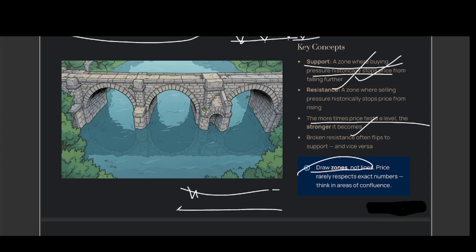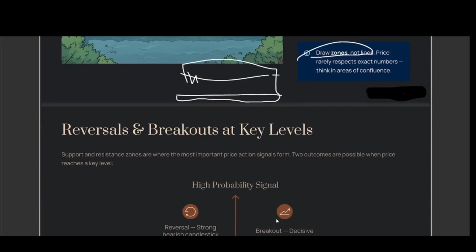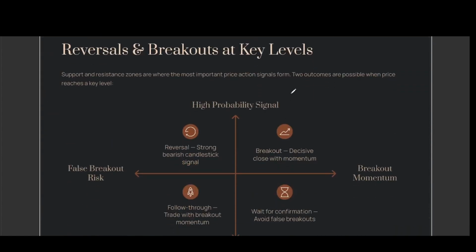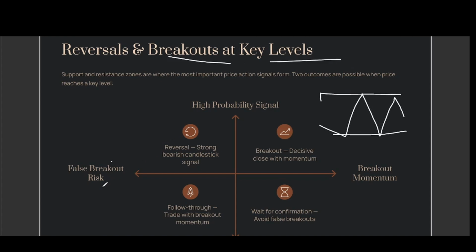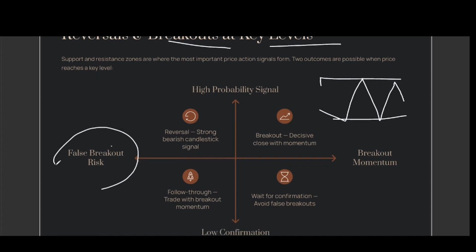So what we should do is we should generally draw rectangular support and rectangular resistance regions. And next thing, what to do when the market is consolidating, how to trade. First thing, we should never trade when the market is consolidating. You should trade when there is a breakout at a key level, and there is a false breakout risk as well.